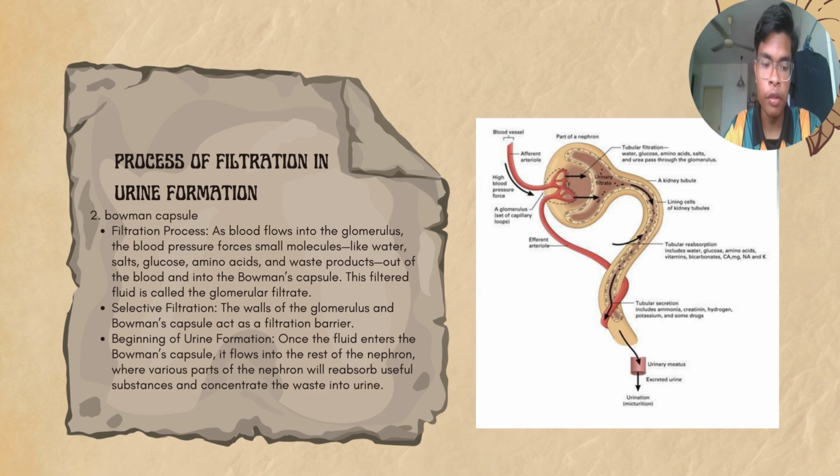The glomerular filtrate contains waste substances like urea and valuable substances like glucose and electrolytes. However, large molecules like proteins and blood cells do not pass through the glomerular filter. The walls of the glomerulus and Bowman's capsule act as a filtration barrier. The beginning of urine formation begins once the fluid enters the Bowman's capsule. It flows into the rest of the nephron, where various parts of the nephron will reabsorb useful substances and concentrate the waste into urine.